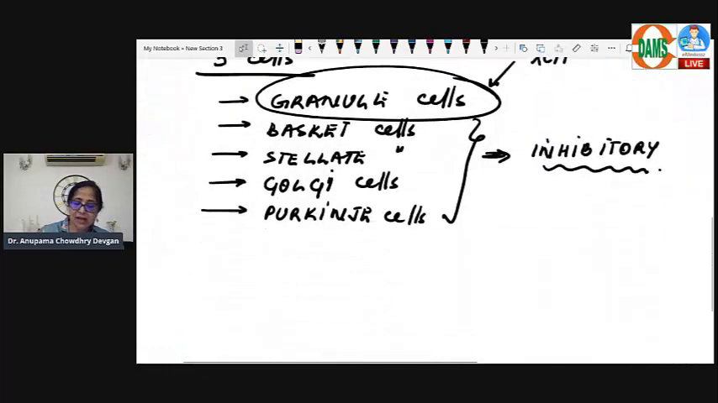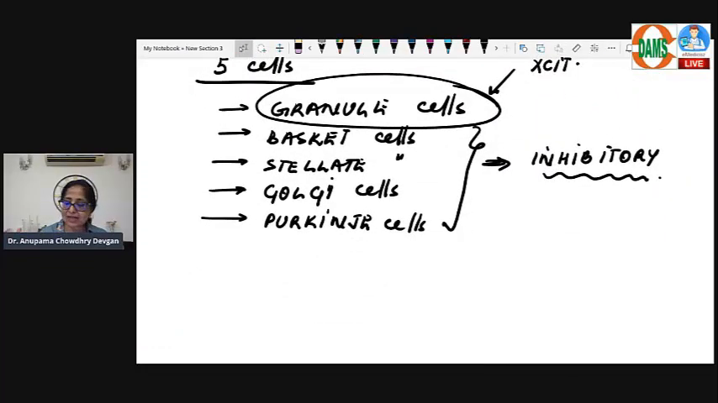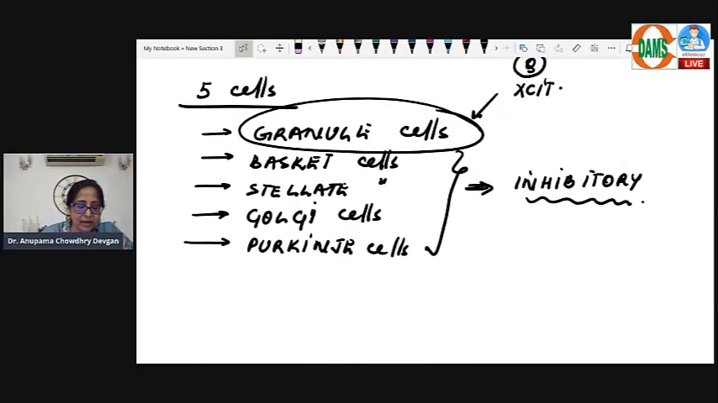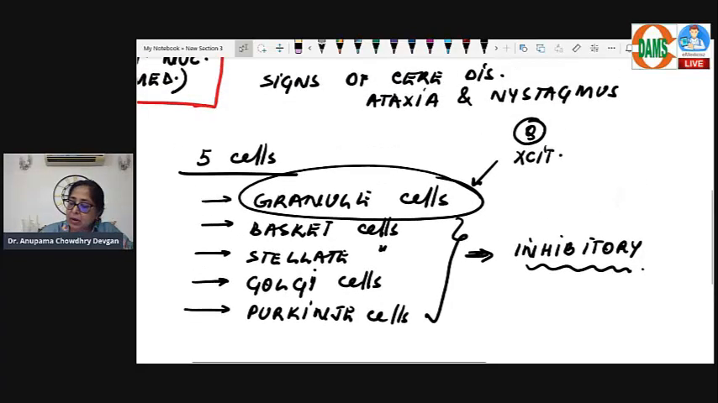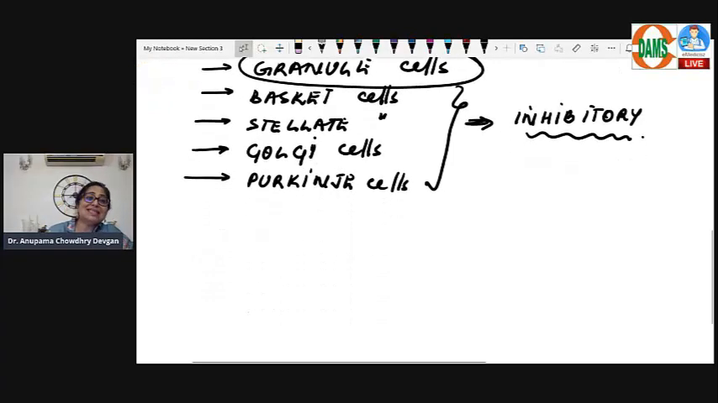5 cells. Which are the 5 cells? Granule cells, basket cells, stellate cells, Golgi cells, Purkinje cells. The only excitatory neuron is the granule cell. All others are inhibitory. Okay? Now, this is as far as your cerebellum is concerned: 3 parts, 4 nuclei, 5 cells.